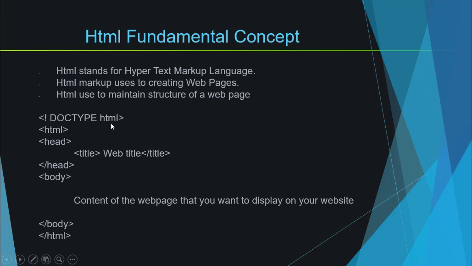This one is the doctype HTML element. This is the HTML element. This is the head element. And inside of this head element, here is the title element. And after the head element, we can see a body element. Okay, this is the basic structure of HTML5.